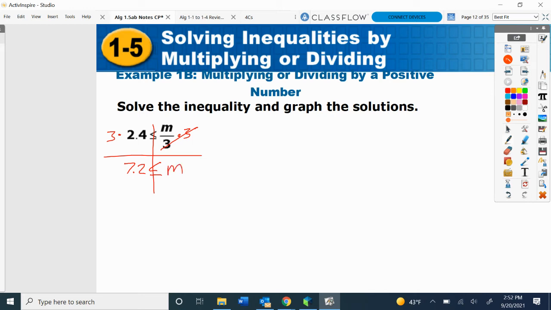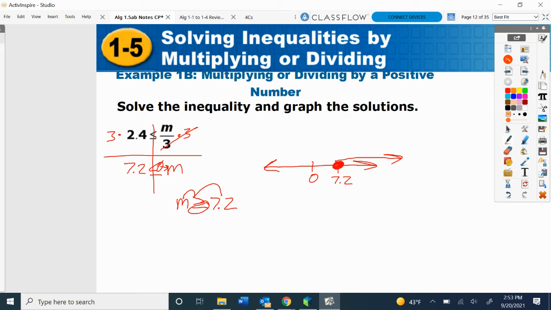Now it's backwards, so let's turn it around. Take a look. Your bigger part is with m, so that's how you want to rewrite it. So you're going to have m, put the bigger part with m, and 7.2. And then now we can graph it. So m is greater than or equal to 7.2. Let's go ahead and put that on a number line. So there's 0, there's 7.2. It has the equal to part, so we're going to fill that in. And m is greater, so we're going to draw an arrow going to the right to show that it's greater.